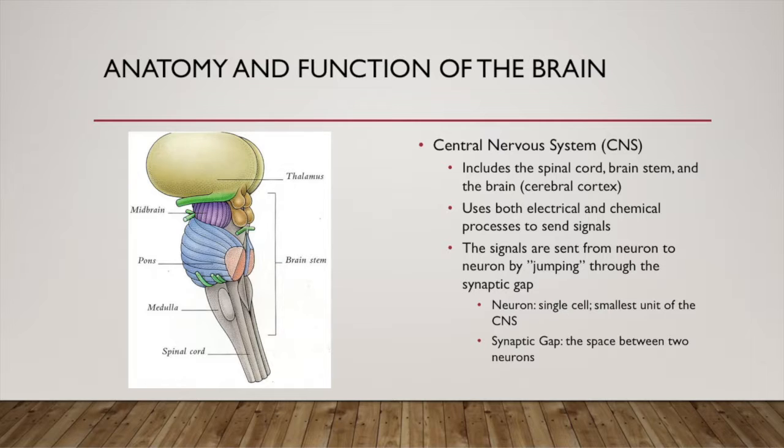Now we're getting on to the brain. So the anatomy and function of the brain. First off, we start with the central nervous system. This includes the spinal cord, the brainstem, and the brain, which in science is known as the cerebral cortex. It uses both electrical and chemical processes to send signals. And then the signals are sent from neuron to neuron by jumping through the synaptic gap. A neuron is a single cell, the smallest unit of the CNS, and the synaptic gap is the space between the two neurons. So those signals are just jumping between that space to the next neuron.